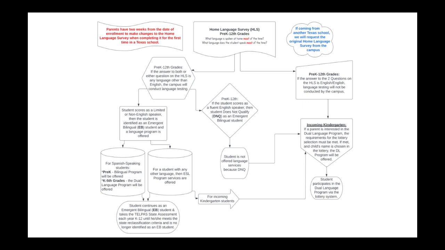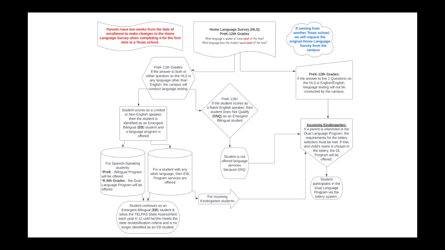Once identified, language program services are offered. For those whose language is Spanish, then the bilingual program is offered for kindergarten students or the dual language program for kindergarten through 5th grade students. For those whose language is not Spanish, then ESL services are offered.